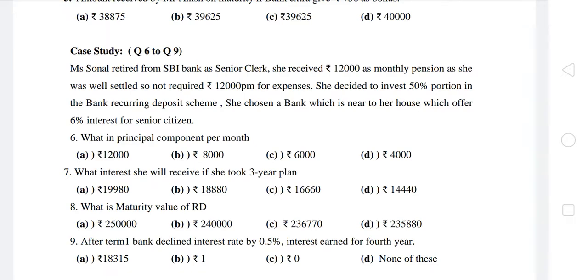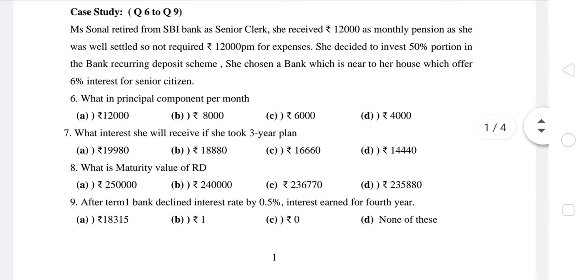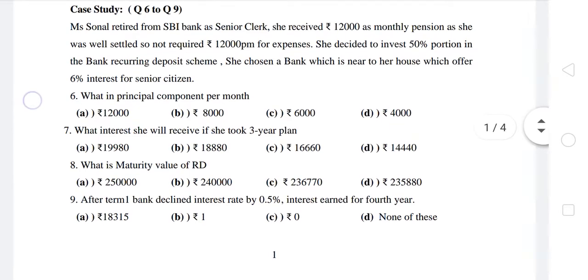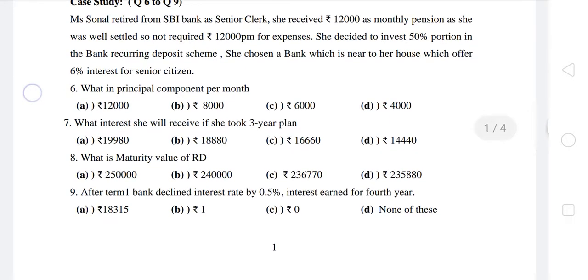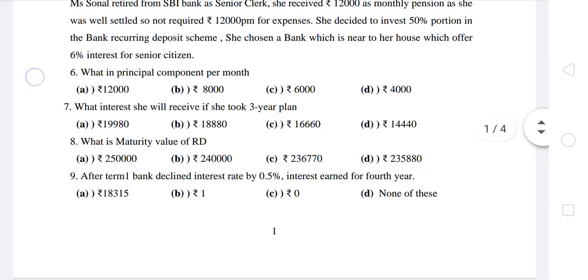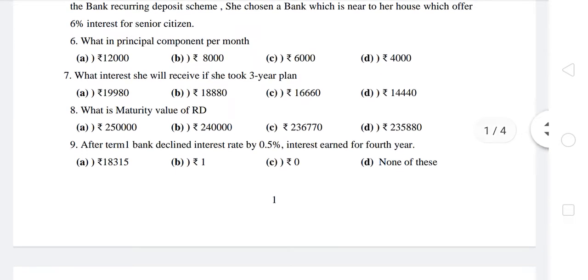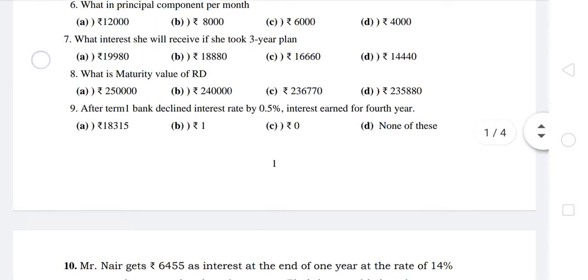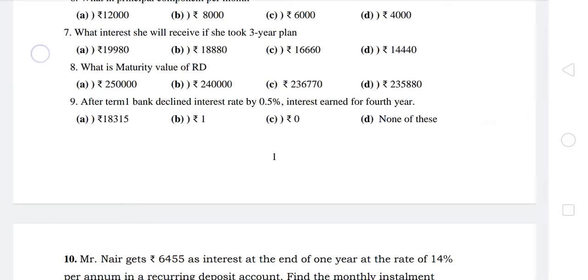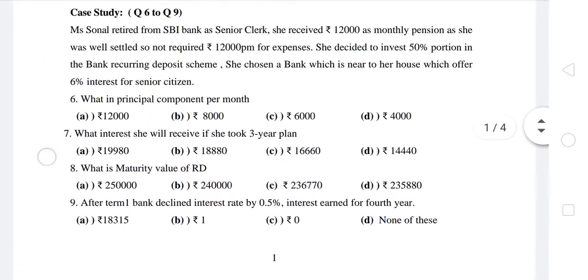a bank recurring deposit scheme. She chose a bank near her house, which offers 6.5% interest for senior citizens. So here we have to calculate the principal component per month, then what interest she will receive if she took a 3-year plan, what is the maturity value of the RD, then after term 1 the bank declined the interest rate by 0.5%, the interest earned for the 4th year.